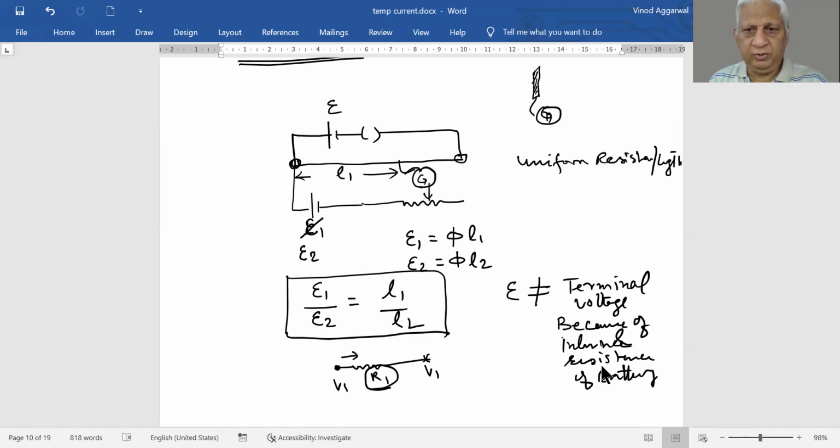So when there is no current flowing through it, the internal resistance of the battery doesn't come into picture. And in this case, epsilon becomes our terminal voltage. Right? So it's a simple way of comparing EMF of two batteries. Now, next issue is with a similar technique, can we find out the internal resistance of the battery itself? Yes, we can. How do we do it?